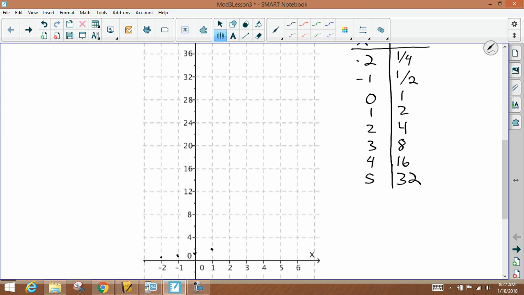Okay, at 2, we're at 4. And at 3, we're at 8. At 4, when x equals 4, y is equal to 16. And when x is equal to 5, y, or f of x, is equal to 32. We'll go ahead and connect this with a smooth curve.